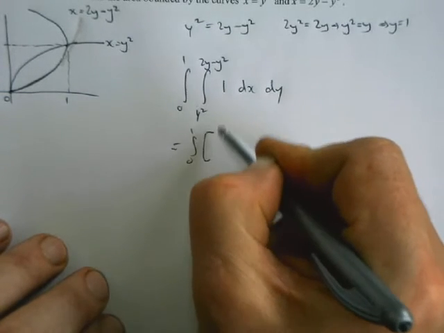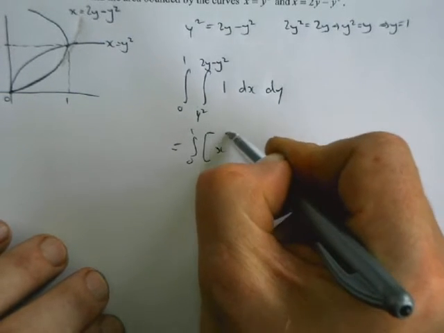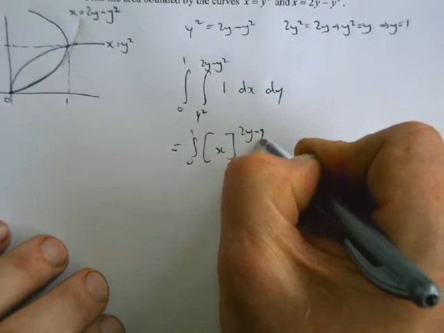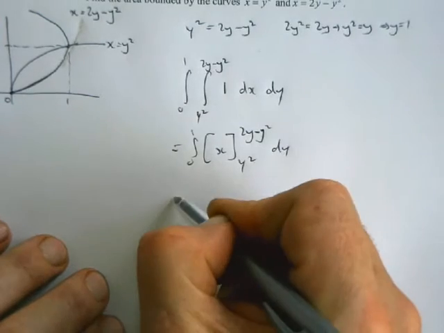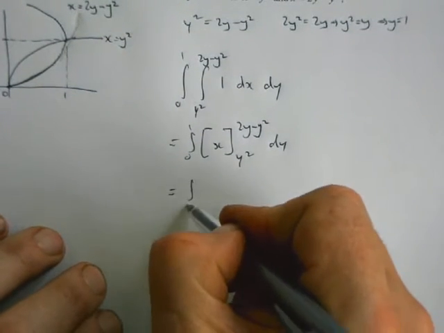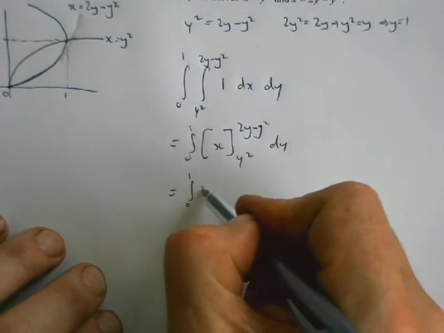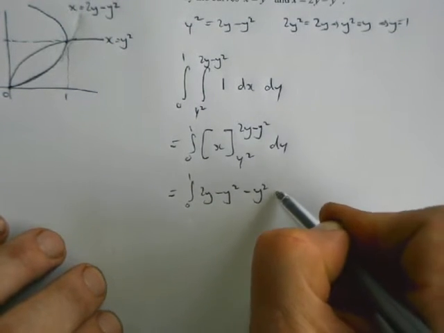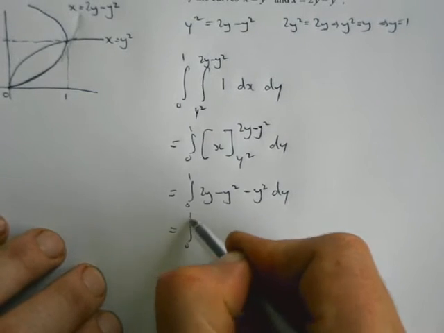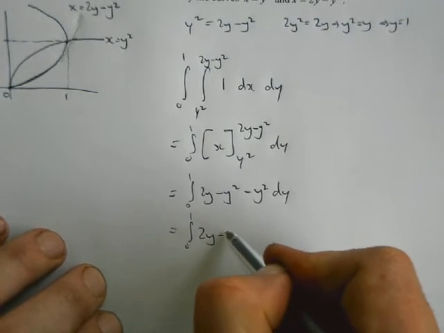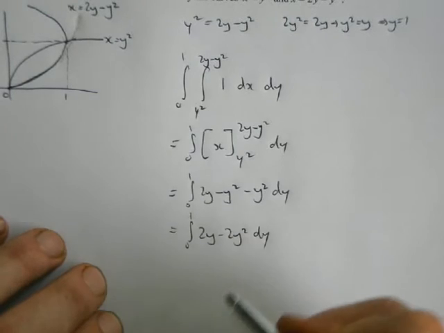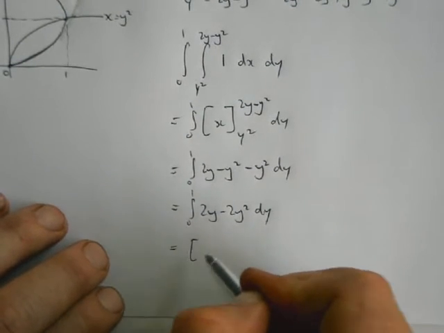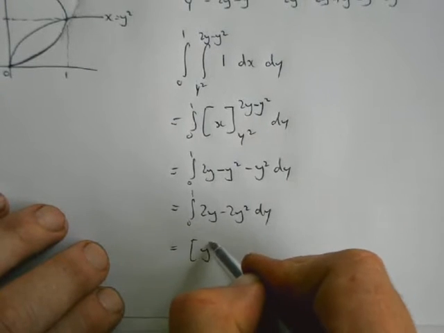Okay, so the integration here doesn't look too ugly, so we're going to have 0 to 1. If we integrate this thing dx, we're just going to get x between y squared and 2y minus y squared, dy. Substitute these things into the integral. 0 to 1, first one 2y minus y squared minus another y squared dy, which is the integral from 0 to 1 of 2y minus 2y squared dy.